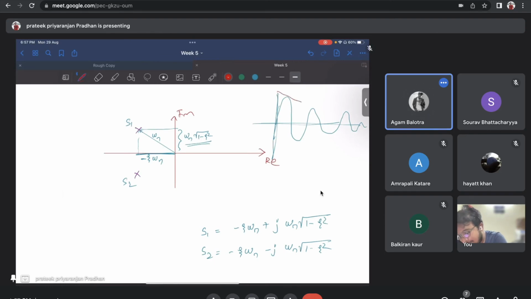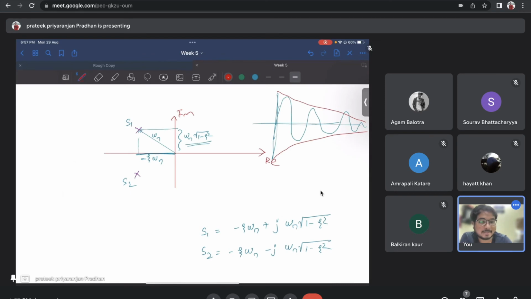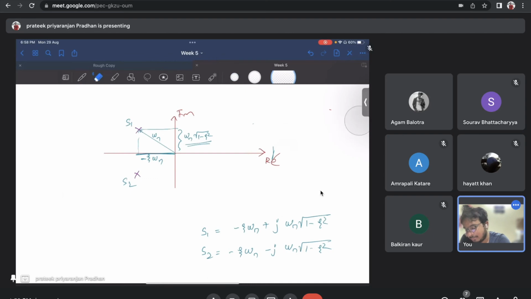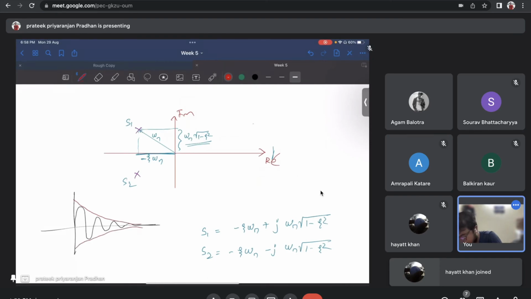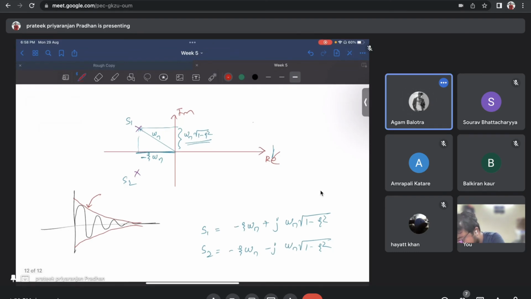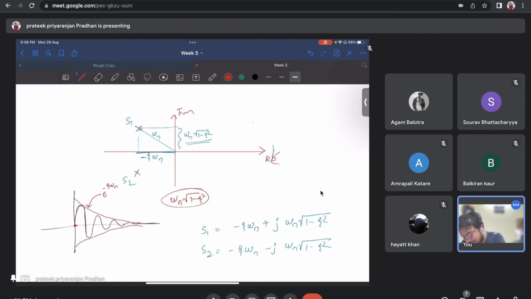If I draw the envelopes, this is not actually the correct diagram, I'll draw a better diagram maybe. This is an exponentially decaying curve. The red curve is e to the power minus zeta omega n. And the part which is oscillating, that is oscillating at omega n root over 1 minus zeta square. I will come back to what is natural frequency. Let me explain this part first. This oscillation is happening at this frequency, omega n root over 1 minus zeta square.